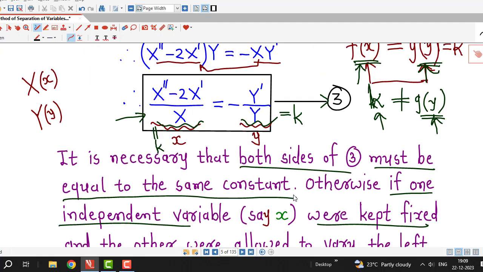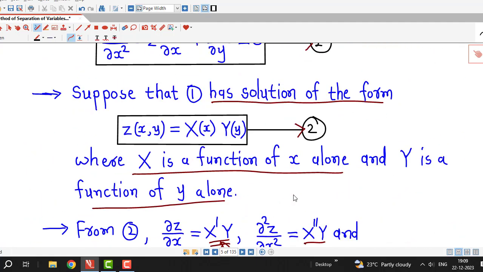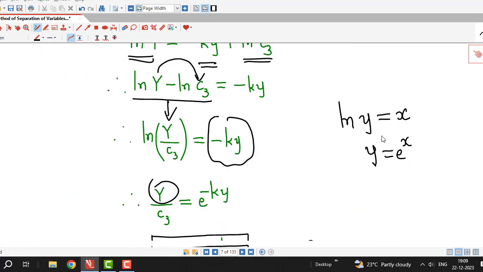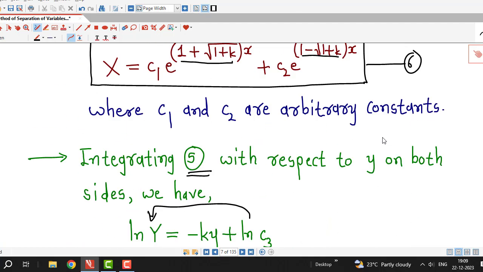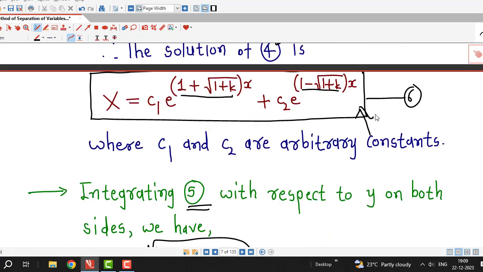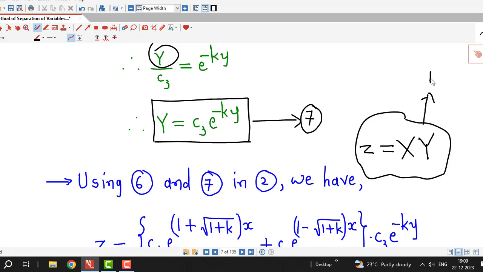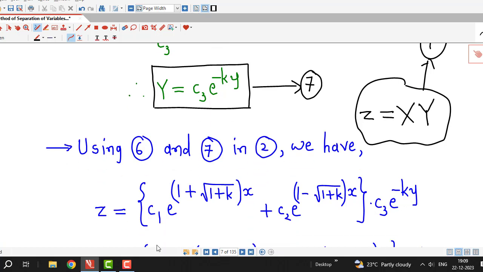Now once we find the values of capital X and capital Y, we will substitute them into equation number 2, and that is going to be the solution of the given equation. So in the next step, I have put these values of 6 and 7. 6 means the value of capital X, 7 means the value of capital Y, that I have put in this product solution, which we have assumed, and we had given this as number 1. So Z equal to value of capital X into value of capital Y.